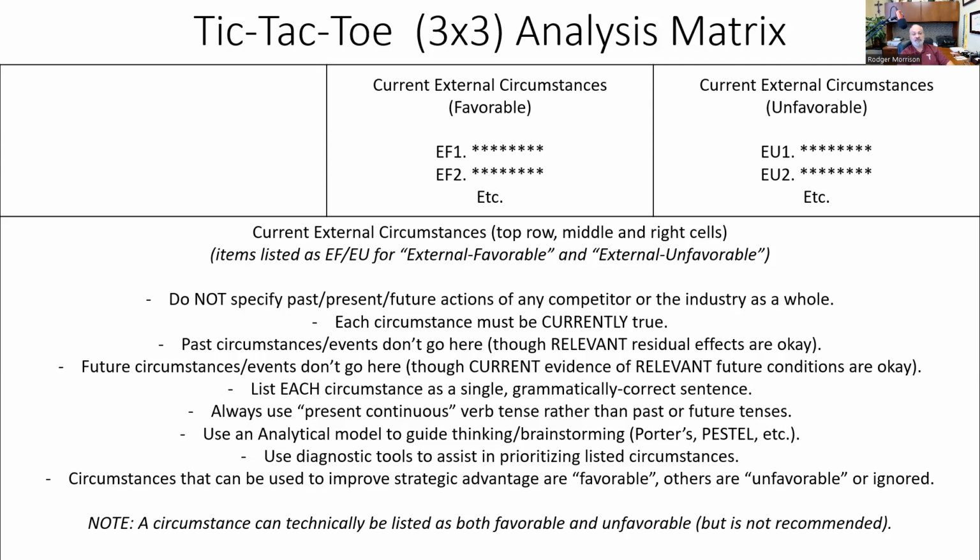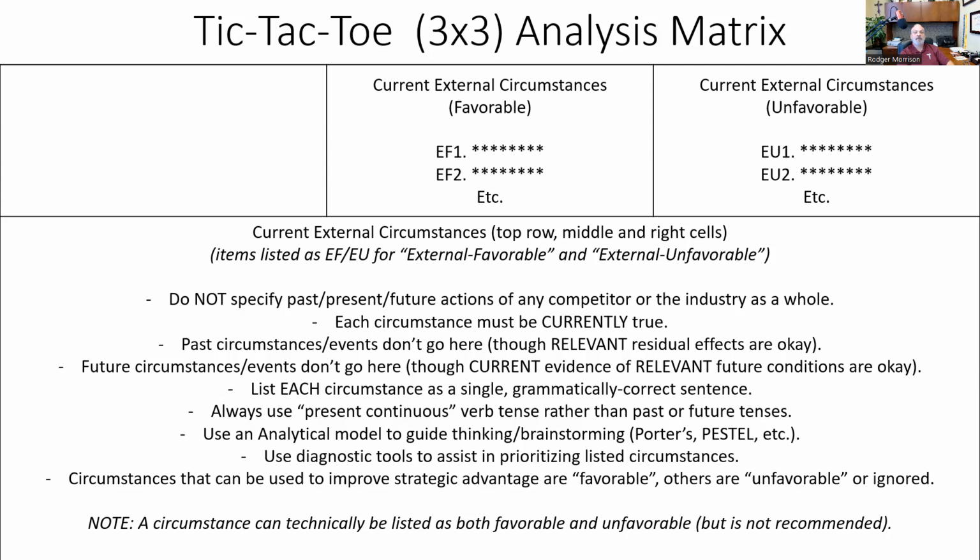Simple. Just phrase things always in the present continuous sense. Future circumstances and events don't go here. Oh, and about the past events, if something happened in the past that left a residual effect, you can talk about the effect. Don't talk about the past thing. Talk about the residual effect that is still present. For example, during COVID-19, people learned how to work from home more than ever before. Well, that's true, but it's also past tense.